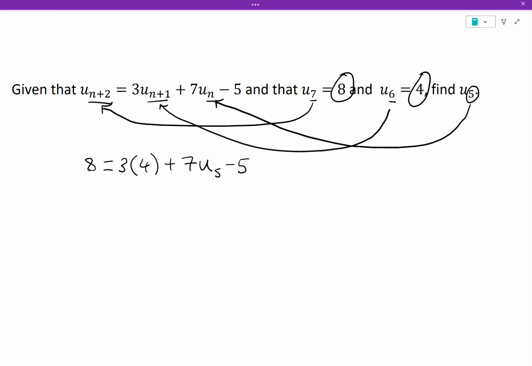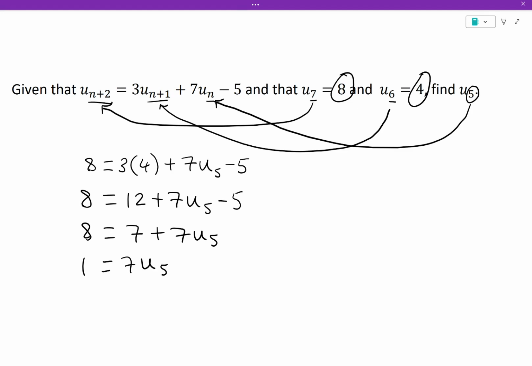So then we've got ourselves an equation to find this 5th term. So if we simplify, we have 12 there. And then if we simplify the right-hand side, we're going to get 7 plus 7 lots of u5. And then rearranging, subtract 7 to get 1 is equal to 7 lots of u5. And therefore, u5 would be equal to 1/7.